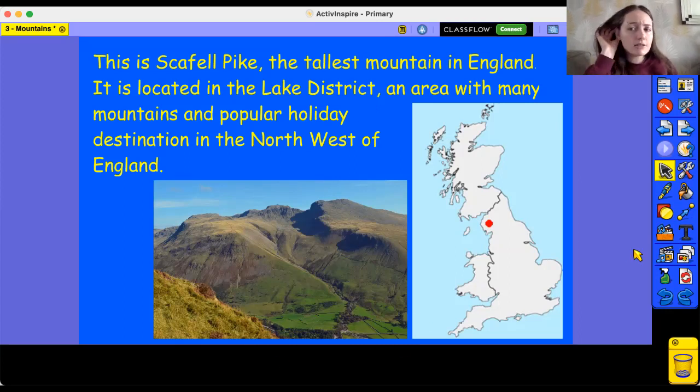What's the mountain called? Scafell Pike. And where is Scafell Pike? What country is it in? England. Well done. What a great start.